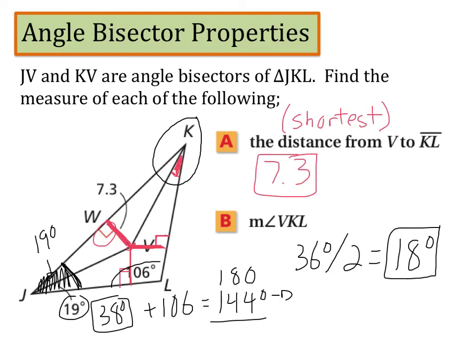So once again, since this angle was 19, and these are angle bisectors, that means the other side of it had to be 19 as well. I added those together, I got 38. I knew this angle here was 106, so if I added up 38 and 106, I got 144. I know the sum of the interior angles of a triangle is 180, so I subtracted 144 from 180 and got 36 degrees. This whole angle here was 36, but I had to divide it by 2 to get 18.